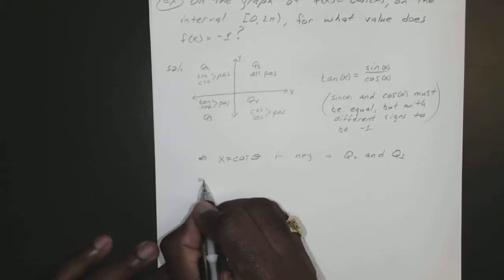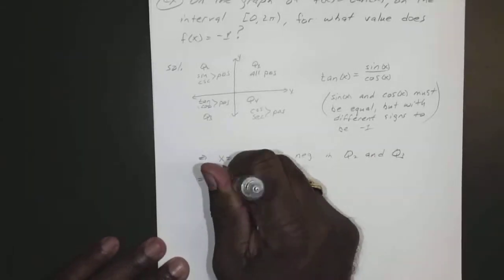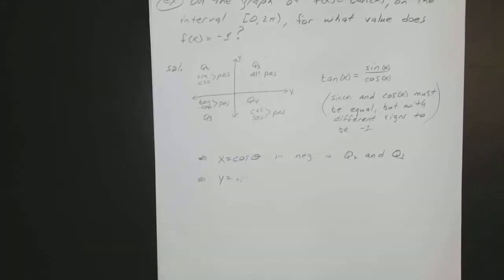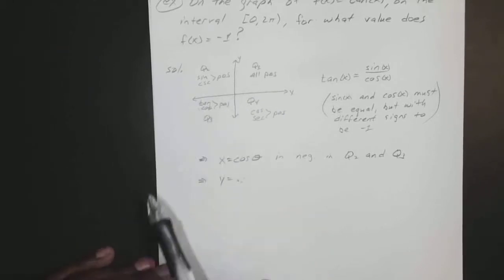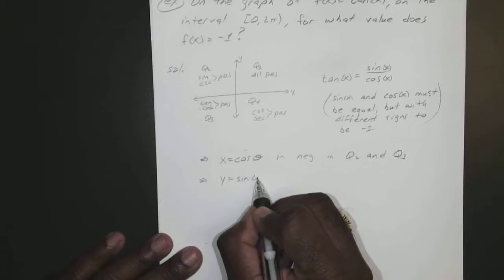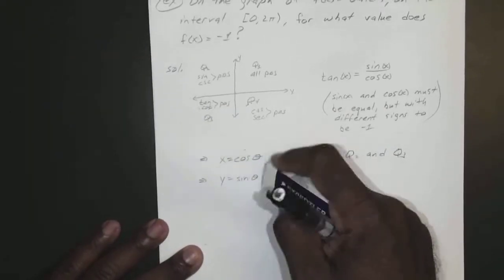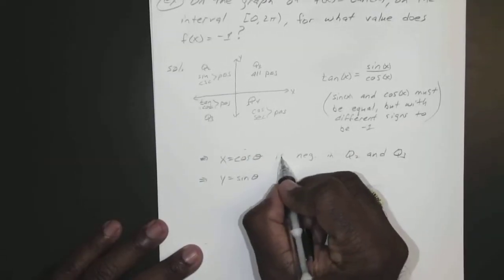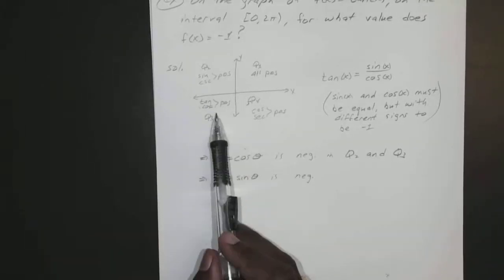And y equals sine of theta. And the only reason I changed this to theta is just because we're now dealing with x's and y's, so I didn't want to have sine of x is equal to x. I just changed it to theta. It doesn't change the value of it at all. Sine of theta is negative. Okay, so y is negative in 3 and 4.